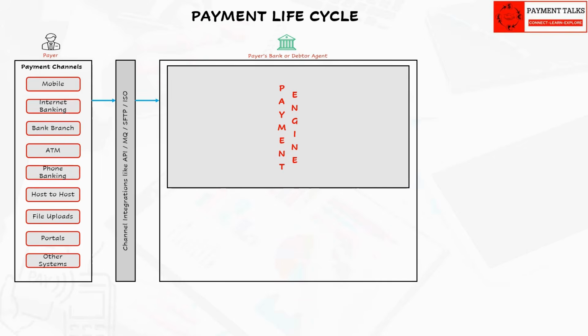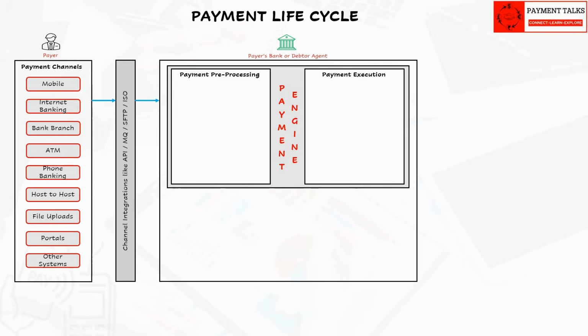This step of payment processing can be categorized into two phases: one, payment pre-processing, and two, payment execution. Pre-processing refers to all the validation, enrichment and compliance checks that a payment instruction undergoes before it is accepted by the payment processing engine for routing and settlement. Think of it as a quality check or readiness gate that every payment must pass. Let's see what exactly happens in pre-processing before we understand with an example.